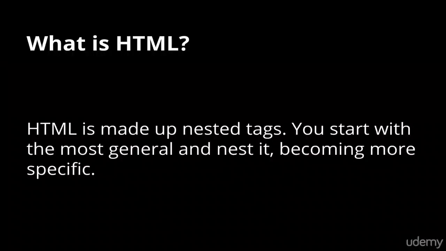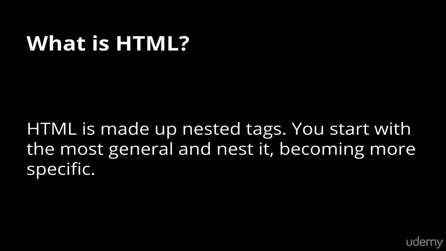In this video, you'll dissect the structure of a web page to understand what goes on in each section and how to properly nest your tags. So as I've described in the last video, HTML is made up of nested tags. That means you start with the most general tag and then nest the tag to become more specific. As I described that, a tag is like a Tupperware container that contains different kinds of food. Like for one container, you'll have your oatmeal, and then another container, you have your fish or rice.